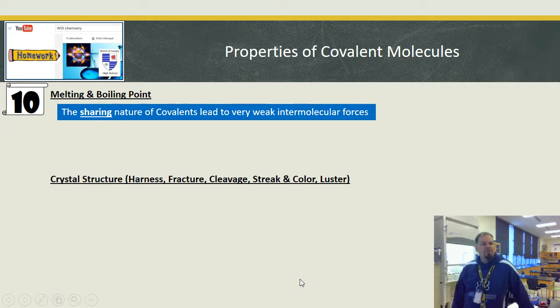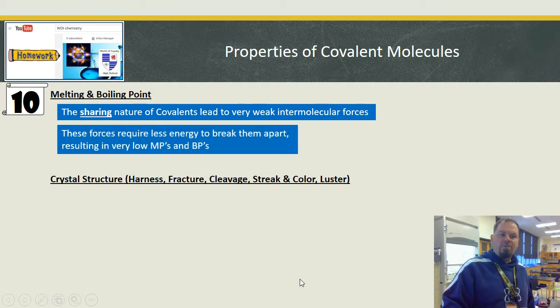Melting and boiling point: the sharing nature of covalents leads to weak intermolecular forces. Because these forces are weak, they require less energy to break them apart. Hence, very low melting points and very low boiling points for covalents.